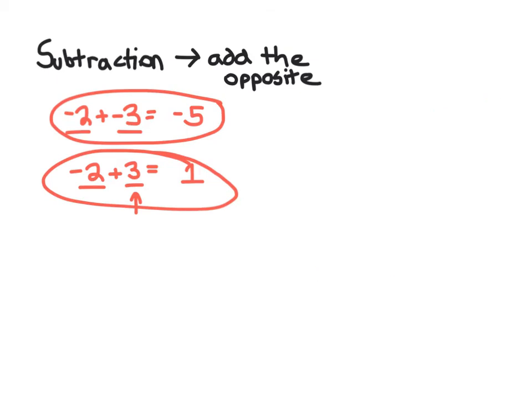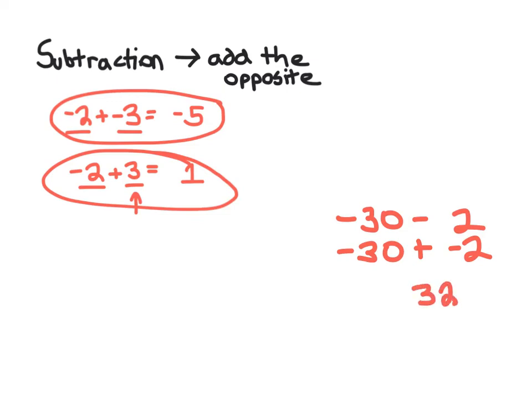All right, last one we're going to do with practicing just subtracting integers. We're going to do negative 30 minus 2. Again, whenever you see subtraction, we need to think add the opposite. So keep my negative 30, and then I'm going to add the opposite of positive 2, which is negative 2. I'm adding integers with the same sign, so I'll add them together, keep the sign.